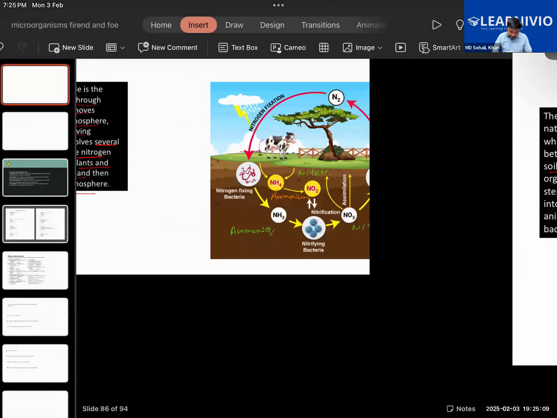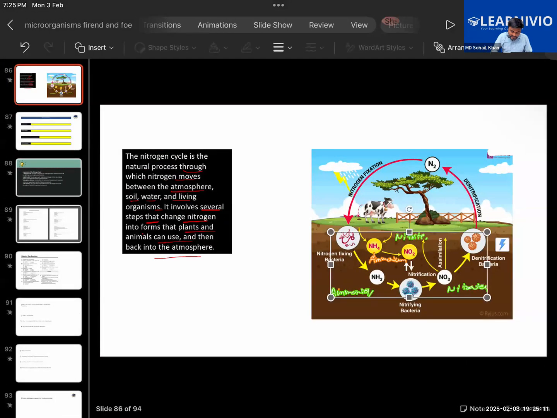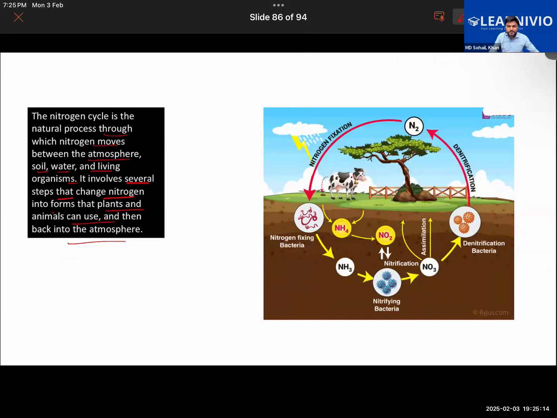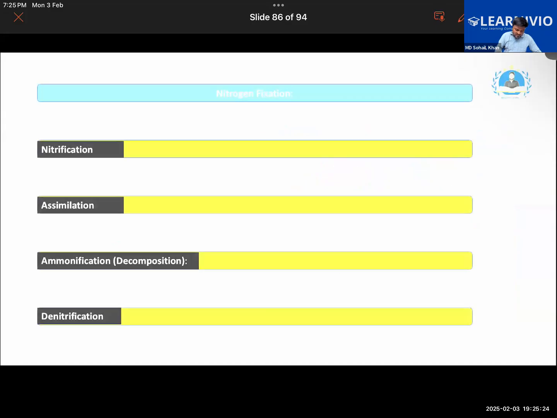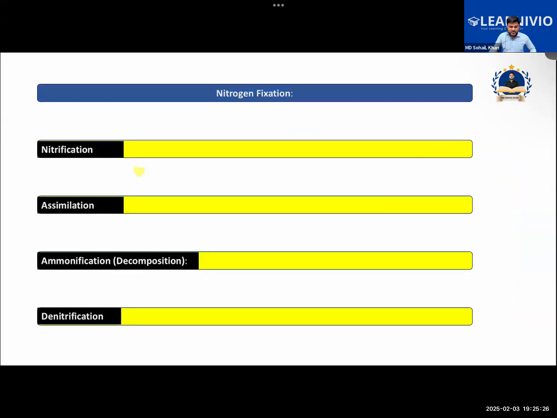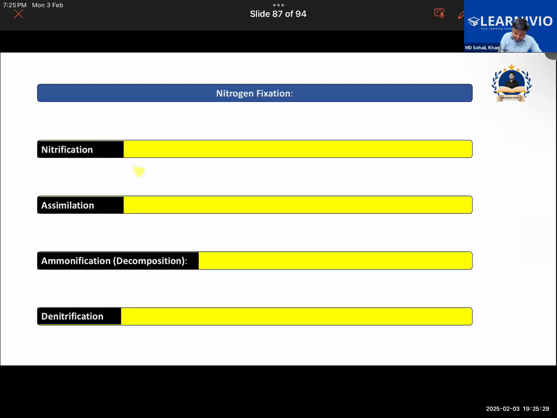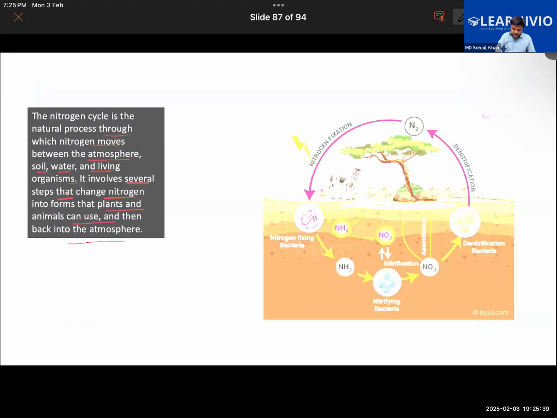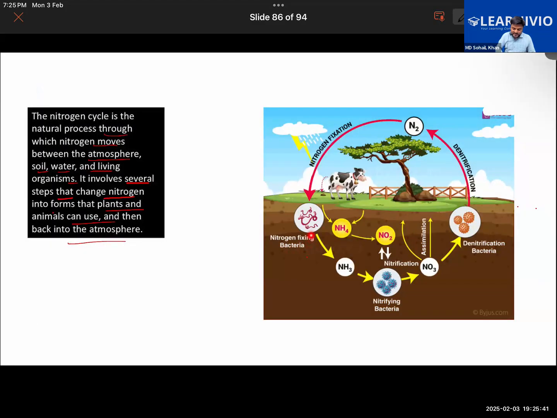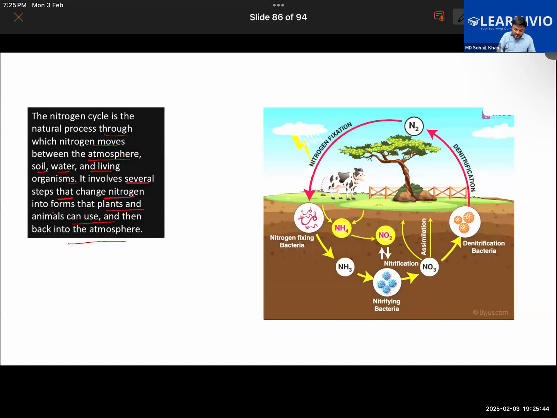Getting it, Gauri and everyone? Yes. So it relies on some bacteria, the nitrogen fixing bacteria. So the very first step is the step of nitrogen fixation. That is step number 1. In nitrogen fixation, the bacteria will be converting nitrogen into a usable form for the plant.